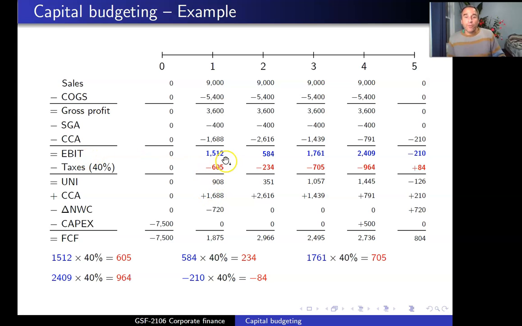Now, we take earnings before interest and taxes. We apply the tax rate to it, and this gives us a tax expense. So $1,512 times 40% is equal to $605. $584 times 40% is equal to $234, and so on.